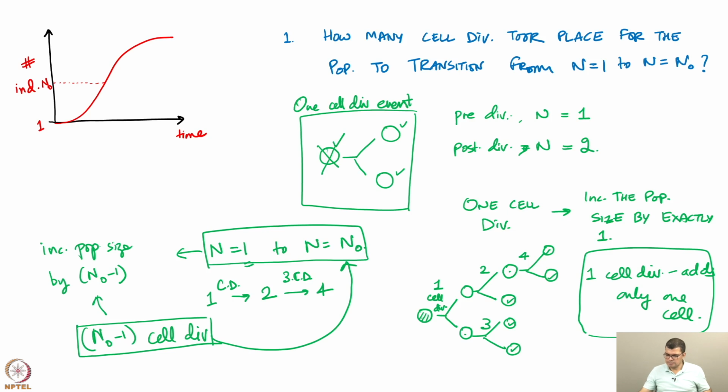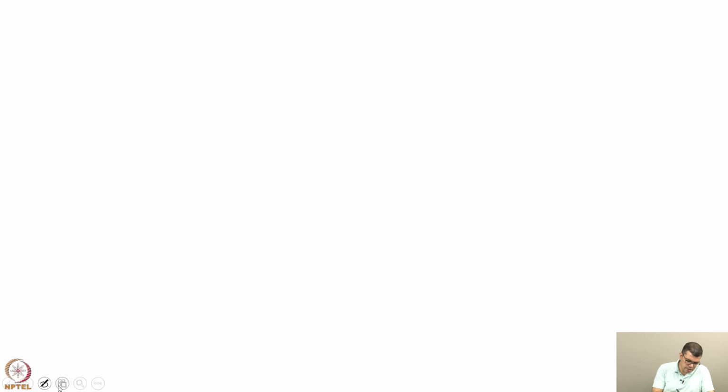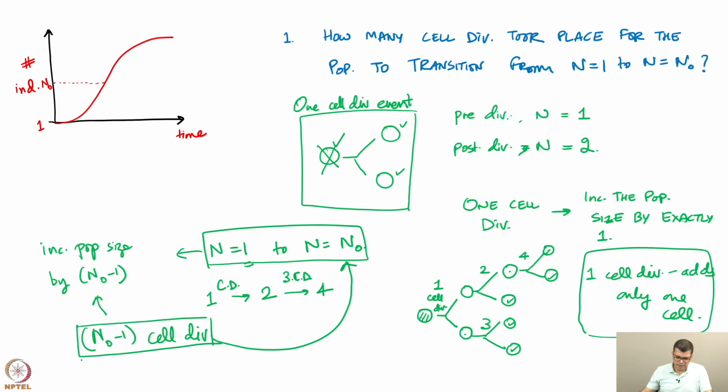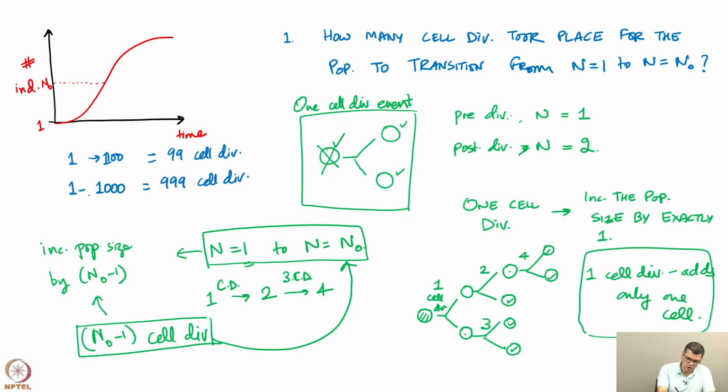The second question that we want to ask associated with this is that as this change happened, just to go back to the previous slide. So, we can plug some numbers, that means to go from 1 cell to 100 cells, we needed 99 cell divisions. To go from 1 cell to 1000 cells, we needed 999 cell divisions, and so on and so forth, n naught minus 1, and that is all we are doing here.